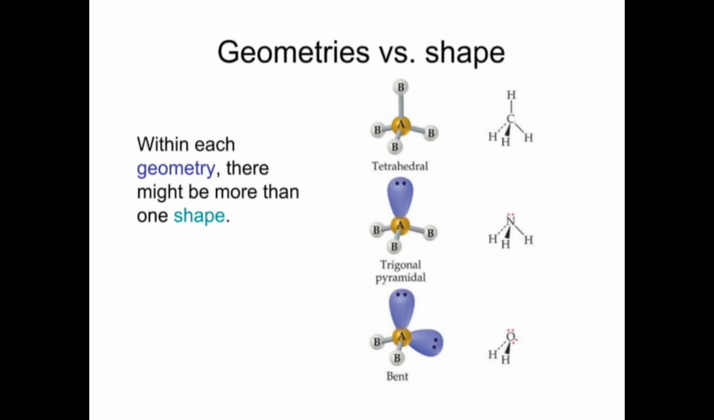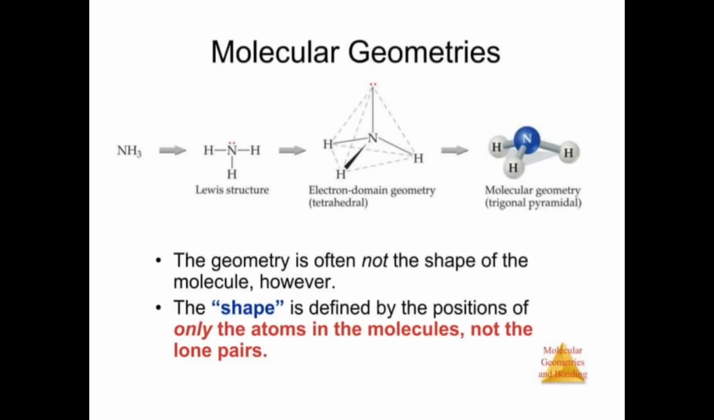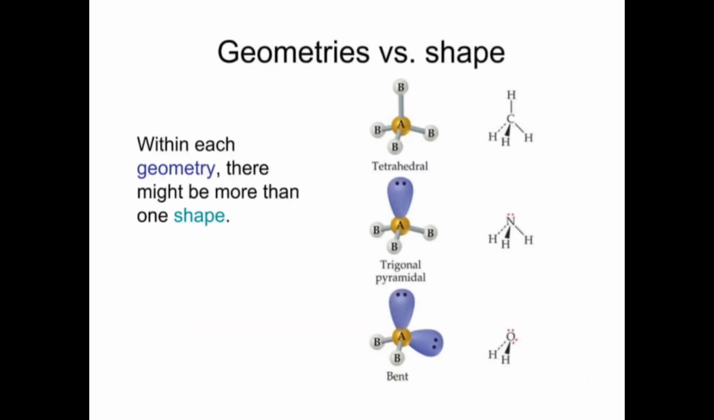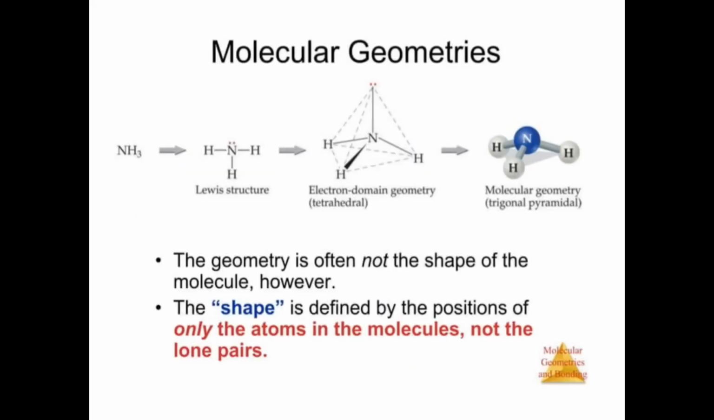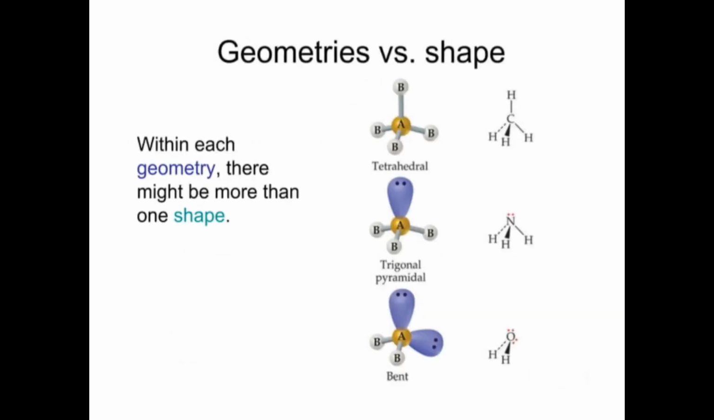So these are varying geometries that you could have. So shape is usually the orientation or the position of only the atoms, while geometry has to consider both the atoms and the lone pairs that are on them.